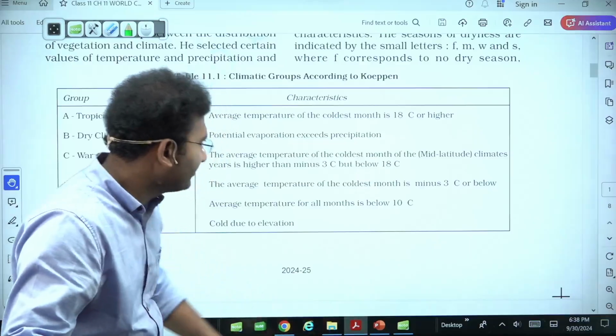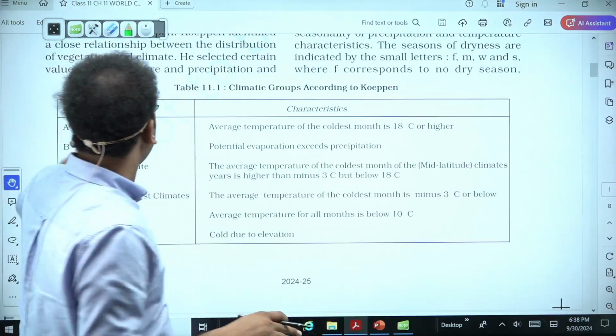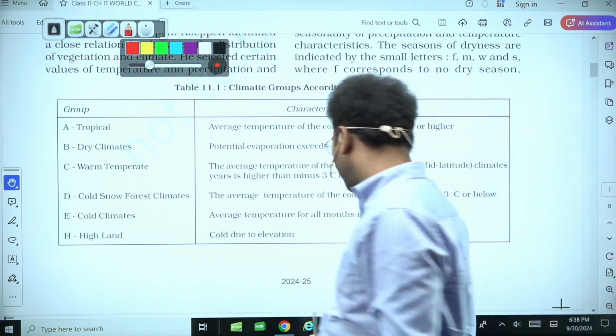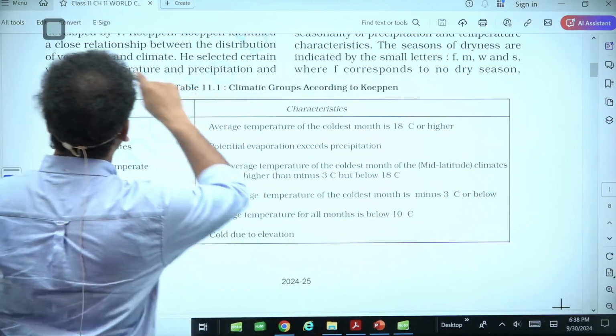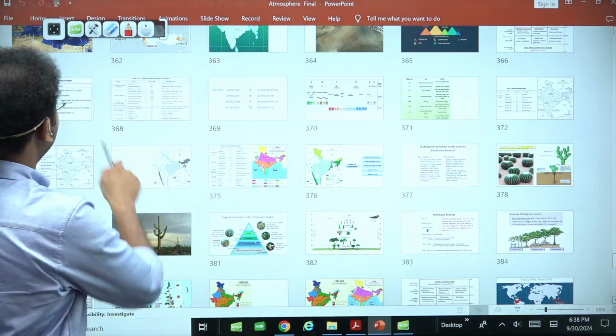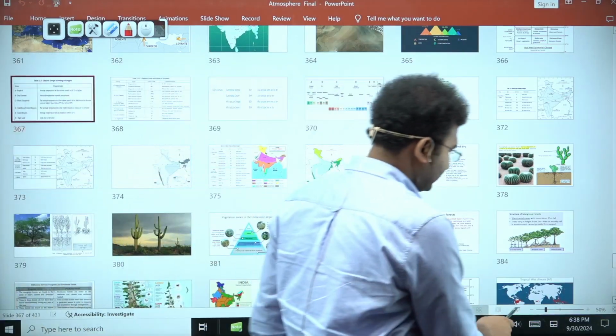He has taken the parameters of number 1. He told that I will consider any area. He said I'll consider any area which is having a temperature of 18 degrees Celsius or more. Let me use the slide so that you can see it easily.